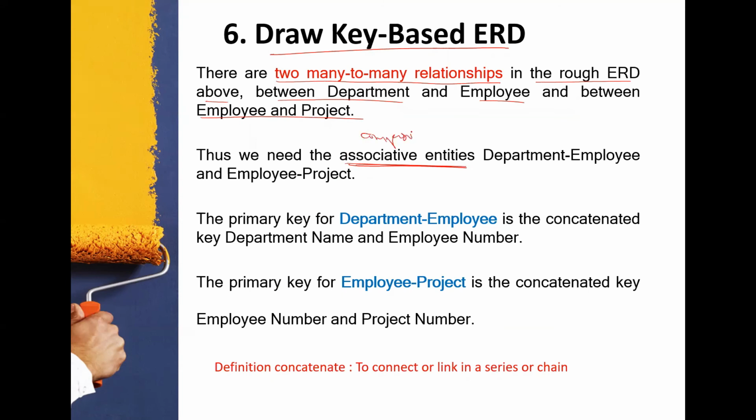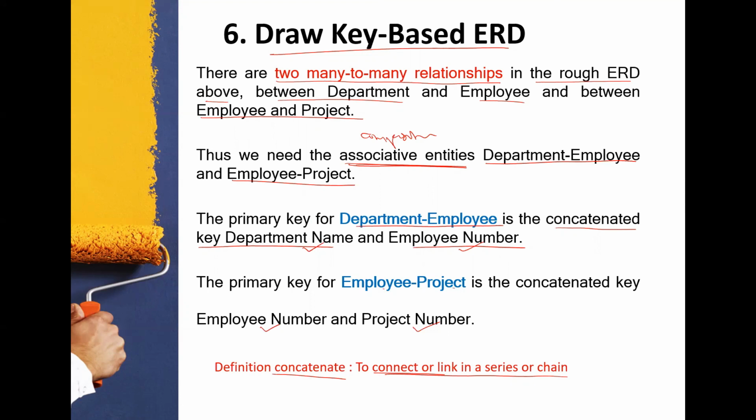Okay, ataupun composite entity, di mana dekat tengah-tengah tu you kena wujudkan lagi satu entity, dia beri nama department employee project. So the primary key for department employee is the concatenated key, department name dengan employee number. So dia akan gabung lah, primary key dia digabungkan daripada department dan employee. Kalau employee project, dia akan ambil primary key employee number dan project number. Concatenate ni maksudnya to connect or link in a series or chain. Okay, nak gabungkan dia menjadi composite key sebenarnya.